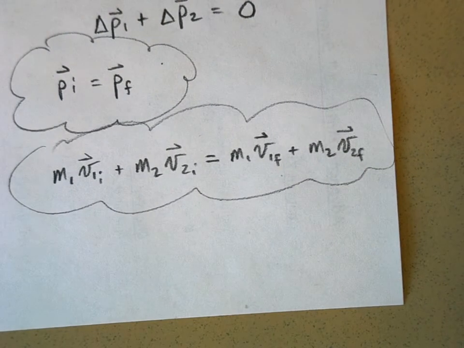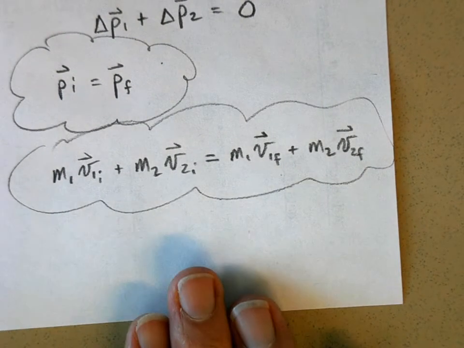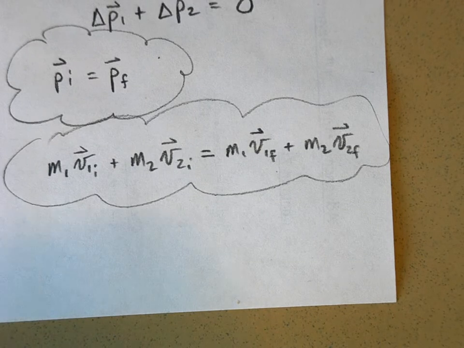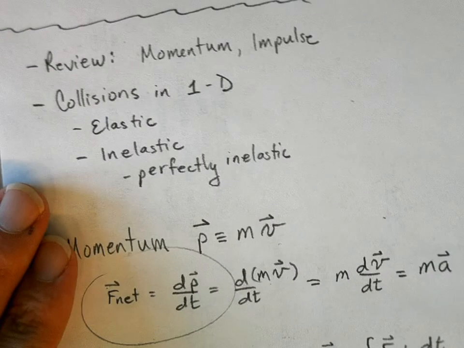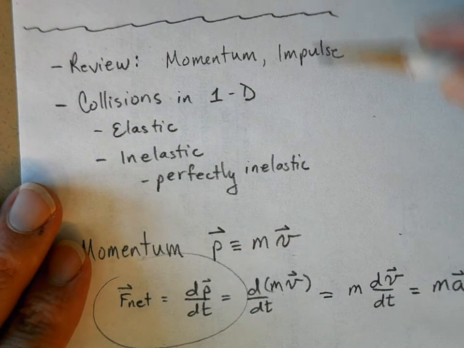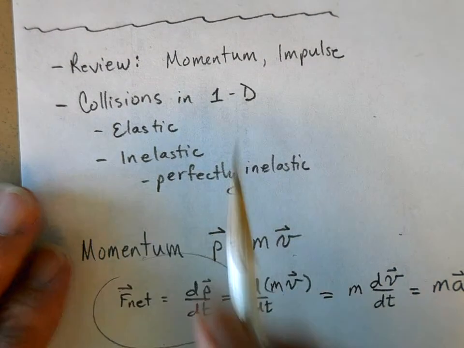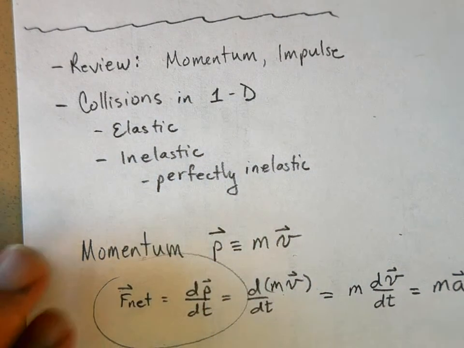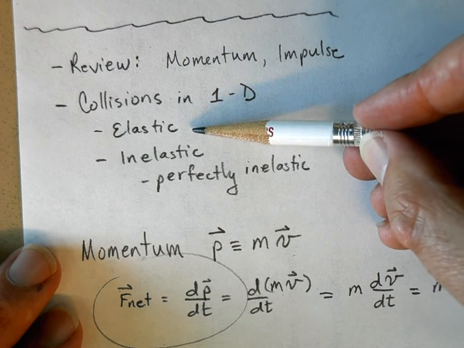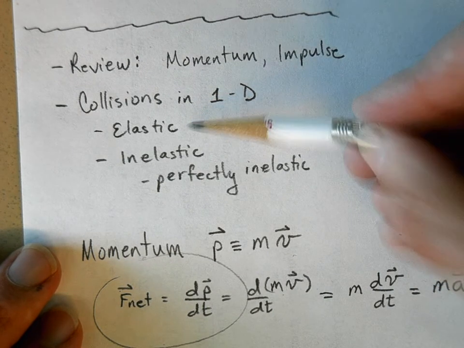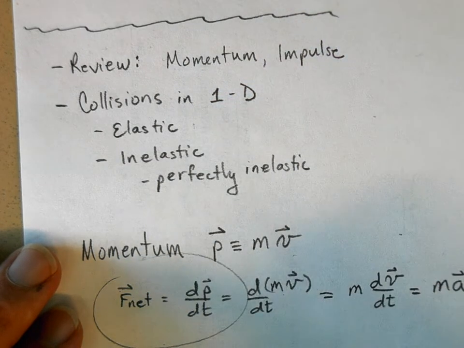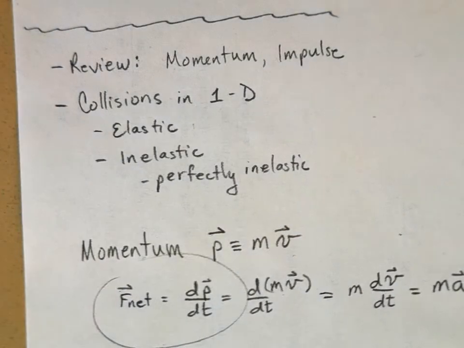Okay, so that's it for part 1. We reviewed momentum and impulse, and we talked about collisions in one dimension. In the next video, we're going to talk about the difference between elastic collisions and inelastic collisions, and we'll define what a perfectly inelastic collision is.